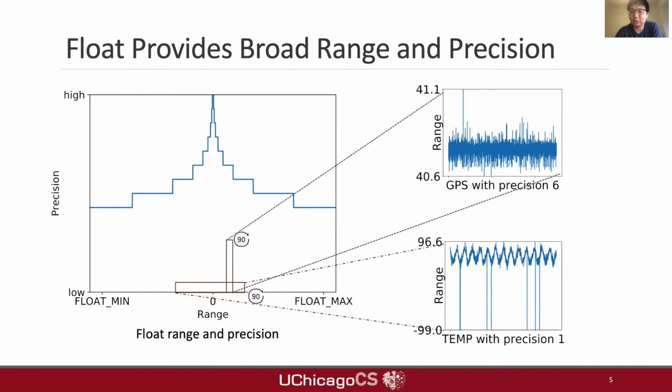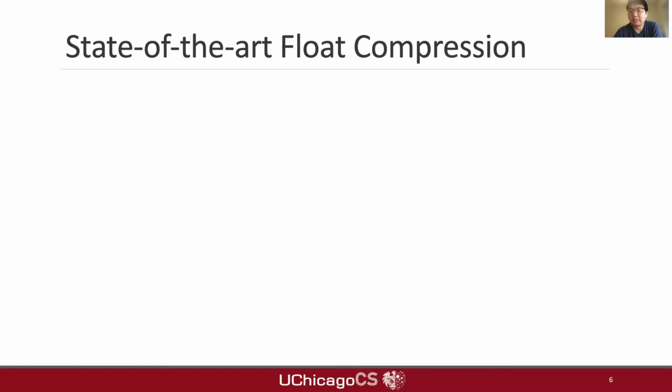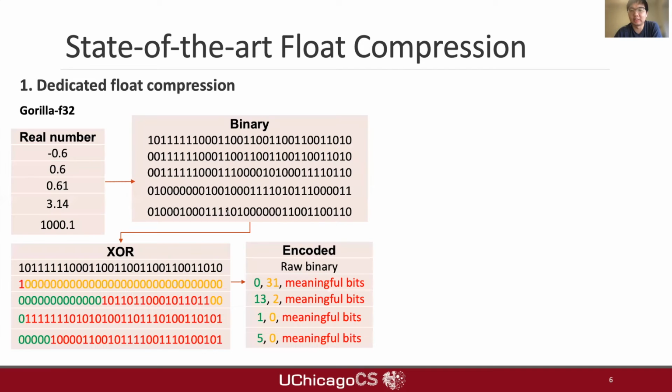However, this limited range and precision feature is barely used by any float compression approach in the past. There are basically 3 different types of lossless compression techniques for float. The first one is dedicated float compression. For example, Gorilla is the most popular one, widely used in many database systems, such as InfluxDB and TimescaleDB. Gorilla is a delta-like compression method. It calculates the XOR of adjacent values and only saves the difference part.